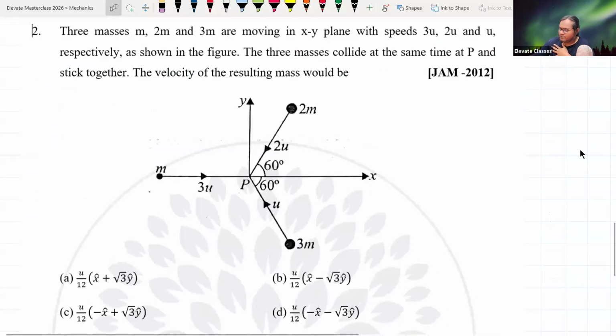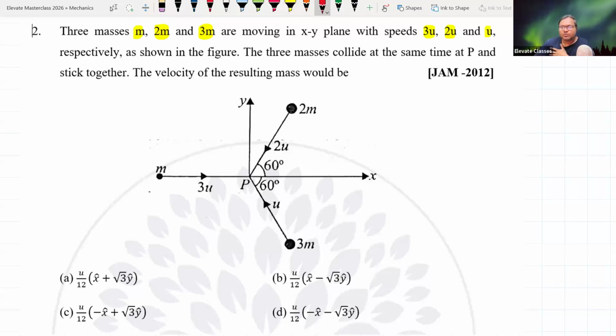Three masses, M, 2M, and 3M, are moving in the XY plane with speeds of 3u, 2u, and u respectively, as shown in the figure. The three masses collide at the same time at point P and stick together. The velocity of the resulting mass would be what?